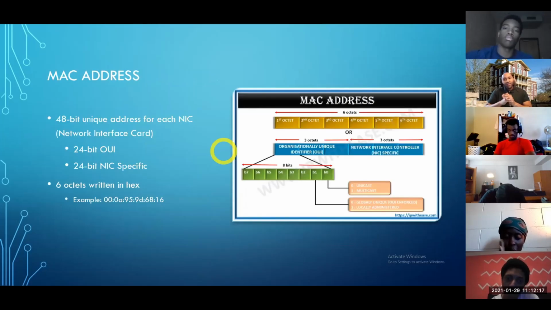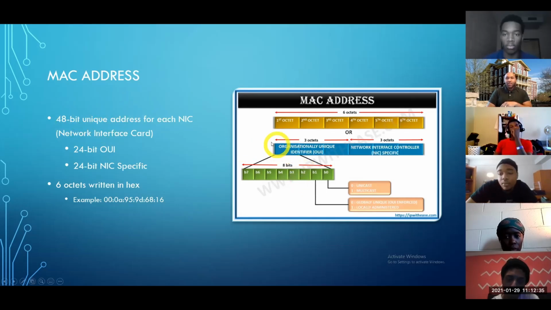All right, so you do have something called a MAC address, which is your hardware address. I talked about that briefly last time. Every network interface card has a MAC address. It's given to it from the factory by the manufacturer. It consists of 48 bits. Those 48 bits are then divided into 6 octets, right? An octet, octa meaning 8, so 8 bits.